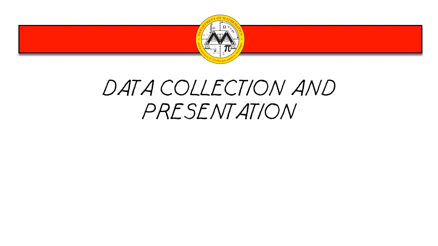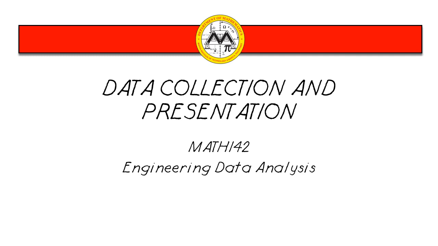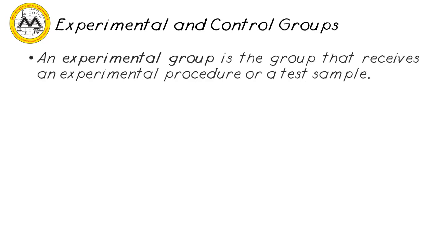Today we're going to discuss data collection and presentation. We're now going to have the data gathering strategy for majority of engineering applications, which is the experimental and control groups. The main component of the experimental and control groups is the experimentation or the treatment and the groupings of the samples.